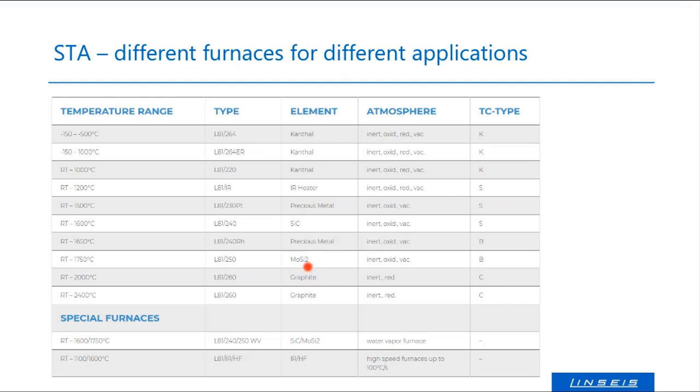And beside our classical furnace selection here, we have some special furnaces, like an infrared inductively heated furnace with a high frequency field that allows very high heating rates and cooling rates. And we have a specially designed water vapor furnace. As I told you, we can offer a water vapor furnace for the range from RT to 1750.